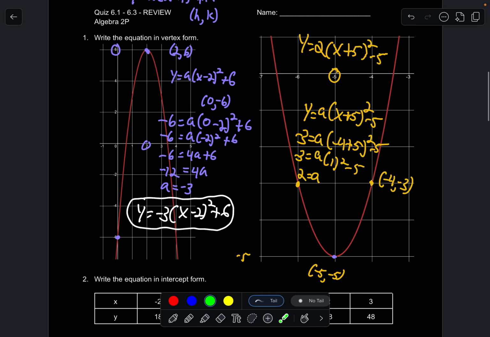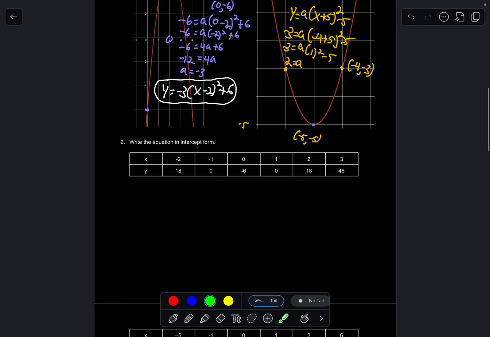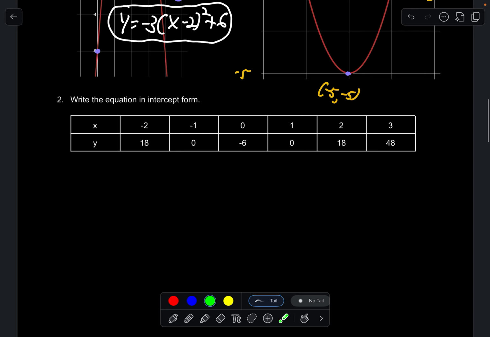All right, on question number 2, write the equation in intercept form. Intercept form is when y is 0, so we're looking for the y values equal to 0. Do not get confused by that. That's the x value. As a matter of fact, that's the y-intercept. We are looking for when is y 0. It's at -1 and 1.